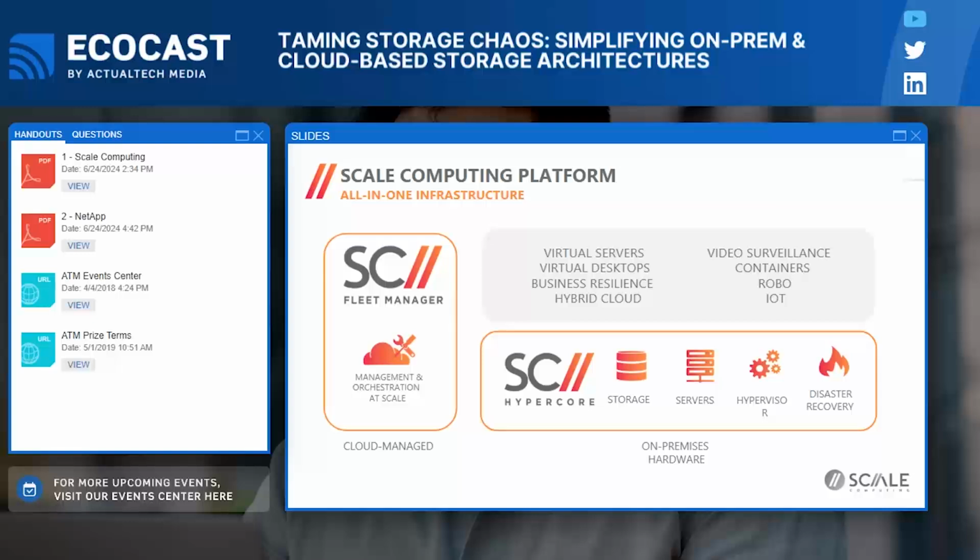You've also got the ability to drill down to the cluster level, to the node level, and even to the VM level, and even jump directly into those VMs right from that cloud interface.